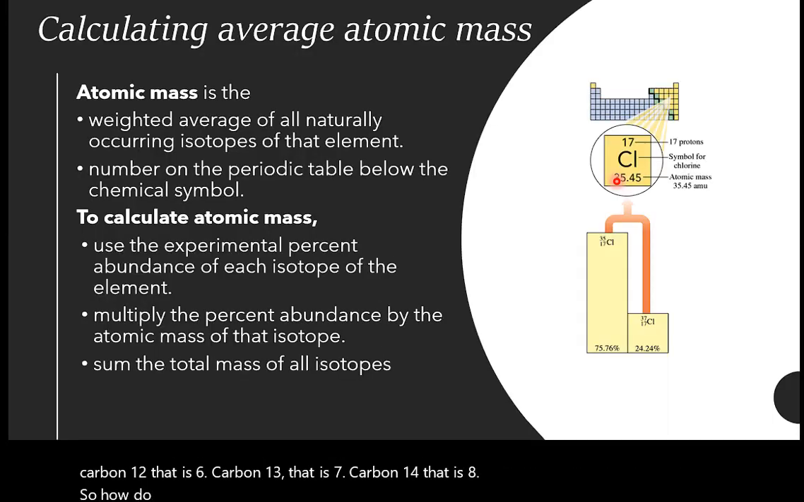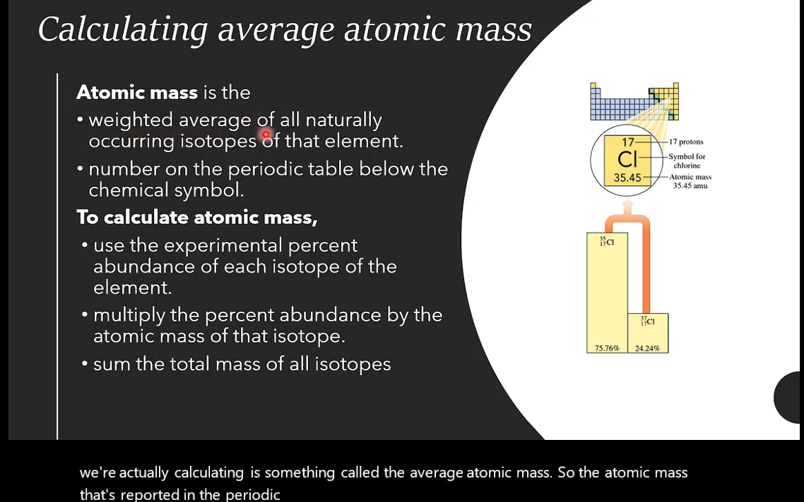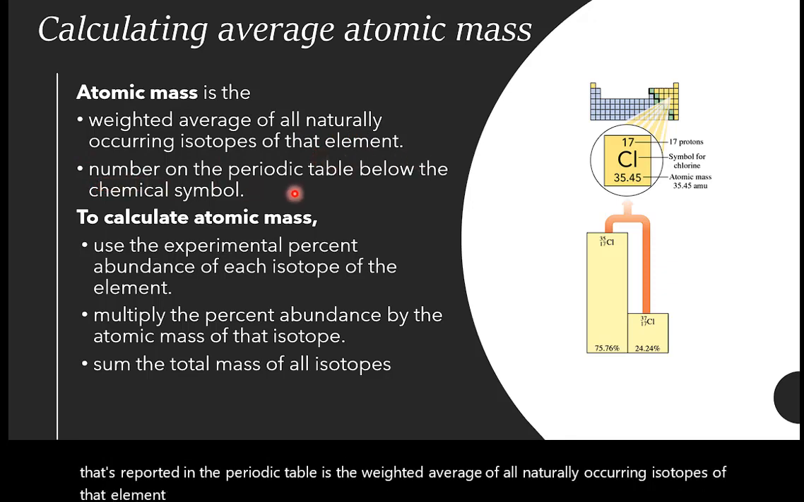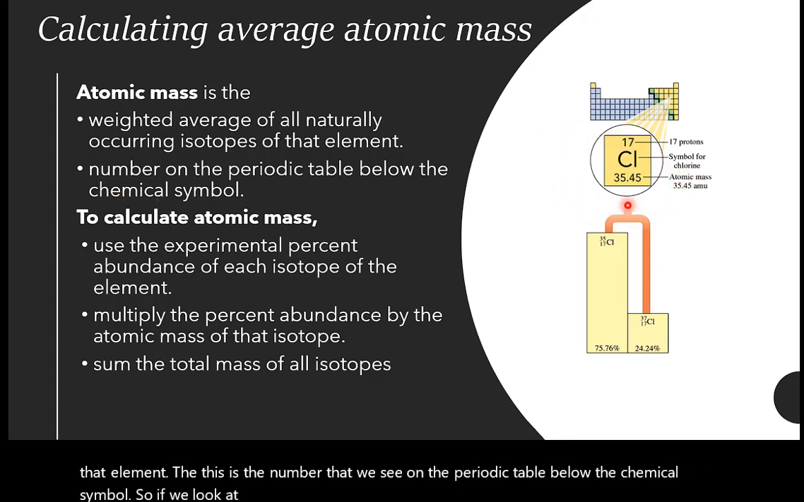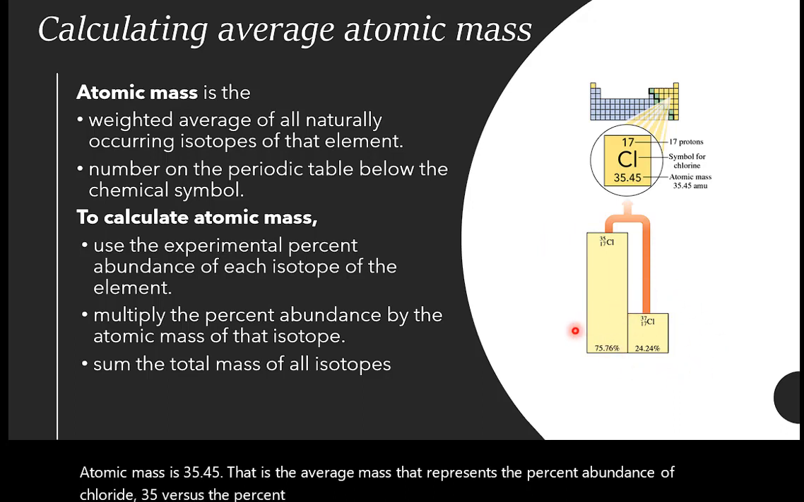So how do we calculate the atomic mass? If we have all of these different isotopes, what we are actually calculating is something called the average atomic mass. The atomic mass that's reported in the periodic table is the weighted average of all naturally occurring isotopes of that element. This is the number that we see on the periodic table below the chemical symbol. So if we look at chlorine, for example, chlorine's atomic mass is 35.45. That is the average mass that represents the percent abundance of chlorine-35 versus the percent abundance of chlorine-37.